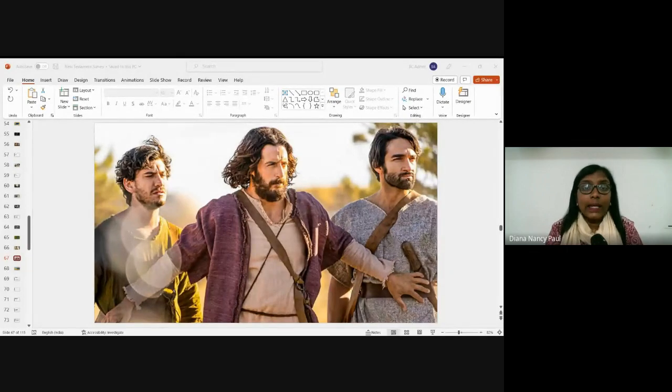He and his brother James requested a place of honor. We also see that his mom walks up to Jesus and says, can you give a prominent place to my son, one on the left and the other on the right? And then Jesus said, that's not in my hand, but that's in God's hand, the Father's hand.